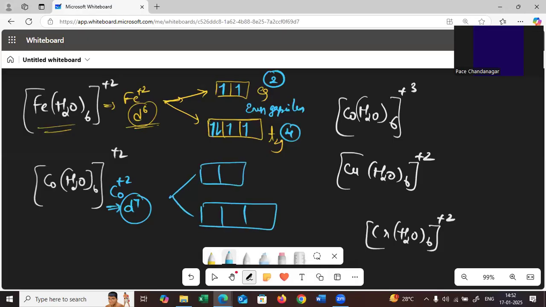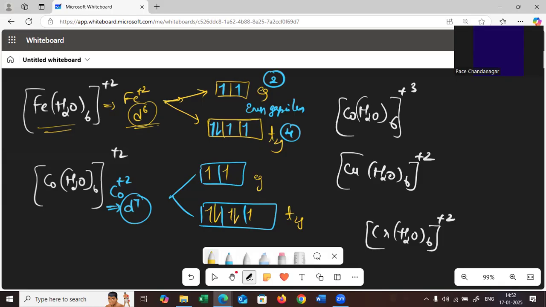It is a weak ligand. In a weak ligand, below you have your dxy, dyz, dxz orbitals, and upper will be your dx square minus y square and dz square. So that would be Eg upper and T2g lower. And for d7, we are talking about 1, 2, 3. And this is a weak ligand. H2O is again weak: 1, 2, 3, 4, 5, 6, and 7.